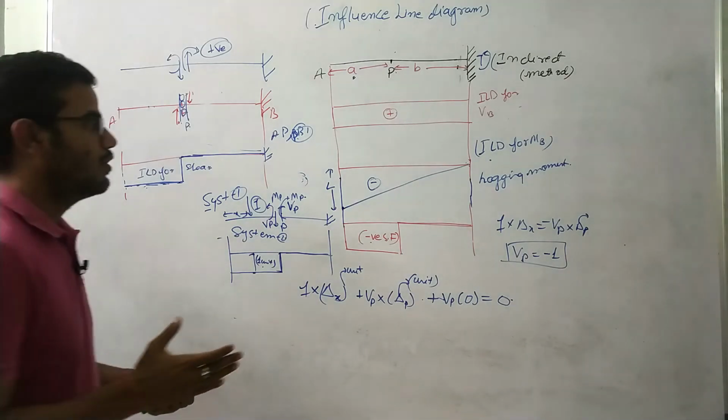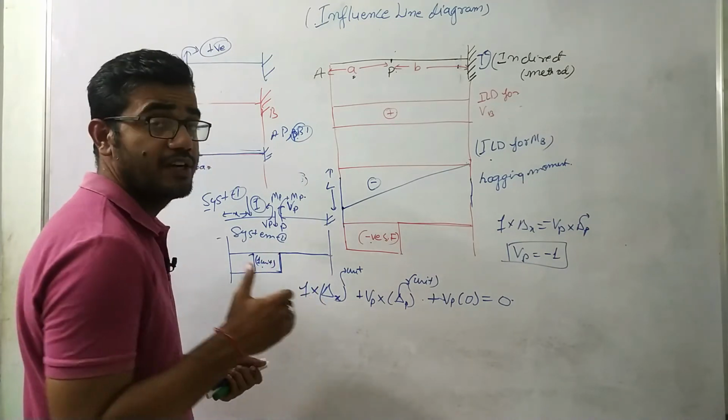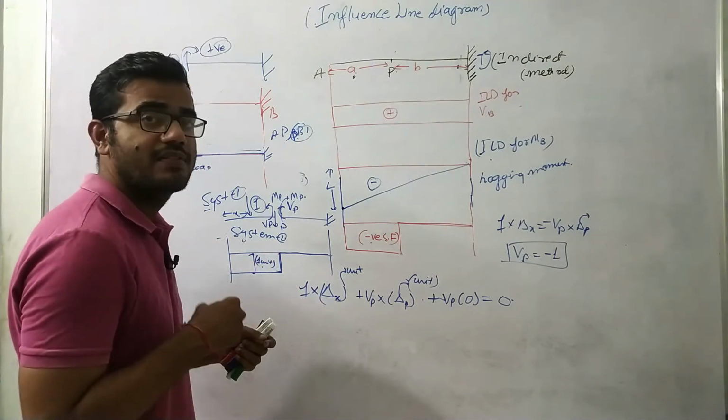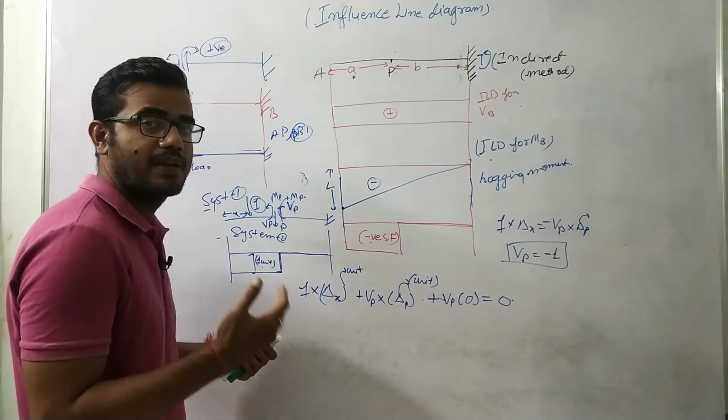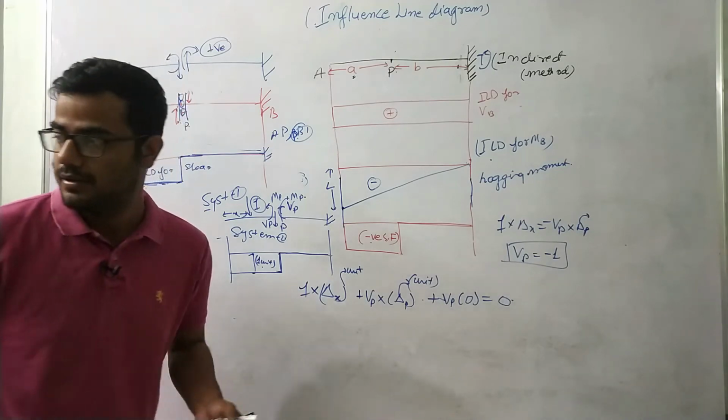So this is the case of the shear force at point P in the case of the cantilever beam. We need to remember that when we are releasing anything in a determinate structure, that structure loses its stiffness. There won't be any bending in the member, right.